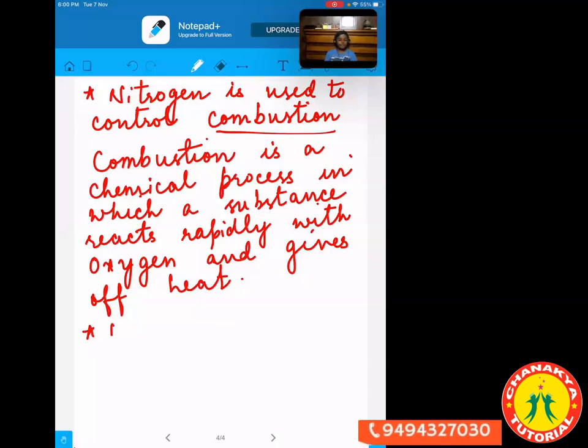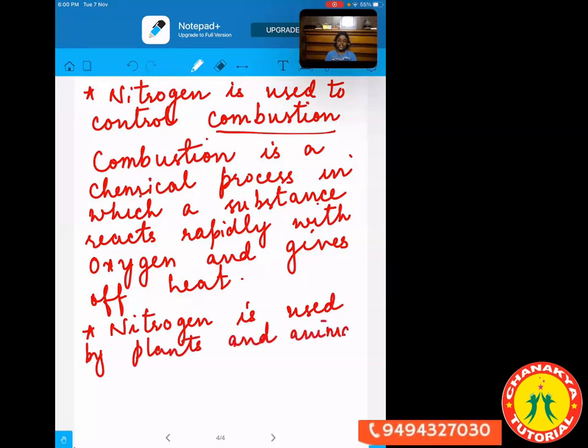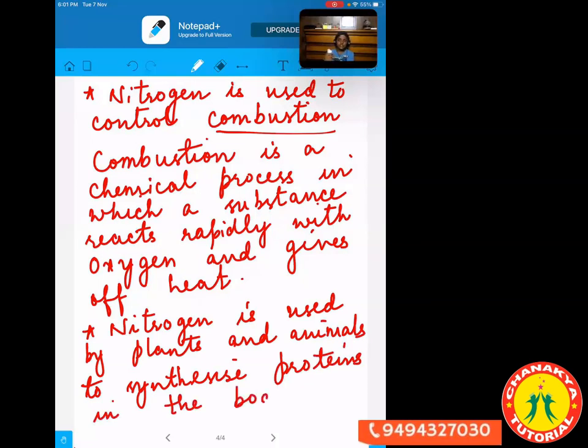Now the next point is: nitrogen is used by plants and animals to synthesize proteins in the body. So with the help of the nitrogen, what happened? The plants as well as the animal, they will be producing the protein in the body.